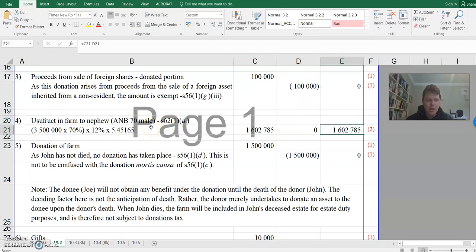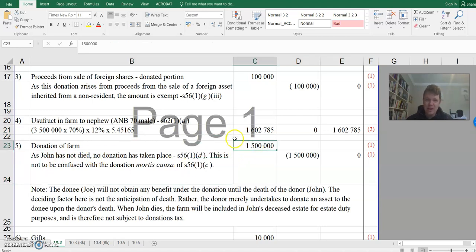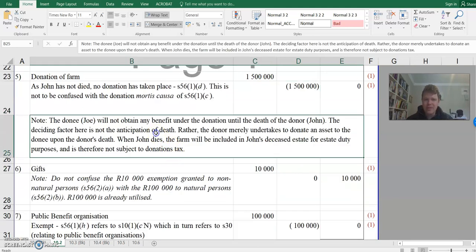You're then told afterwards, John promised Joe ownership of the farm when he died. The farm is valued at 3.5 million. What you need to know: no donation has actually taken place because no one has died. So whatever the value is doesn't actually matter because it's going to be exempted. Okay. Here's a bit of explanation, just what I've said before.